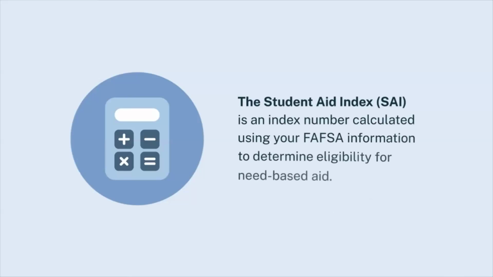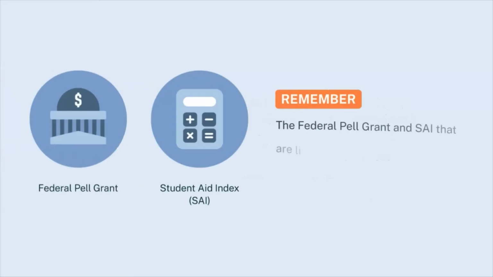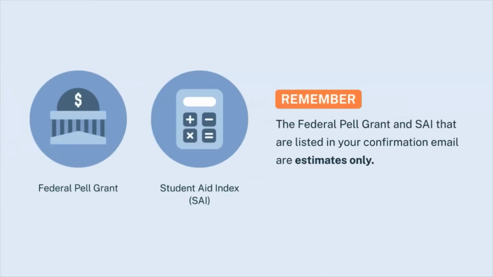The SAI is an index number calculated using your FAFSA information to determine eligibility for need-based aid. It's the number that your school will use to decide how much financial aid they will offer you. It's important to remember that the federal Pell Grant and SAI that are listed in your confirmation email are estimations only. You will see your confirmed SAI after your FAFSA form is processed, and your school will determine what federal Pell Grant amount you are awarded.